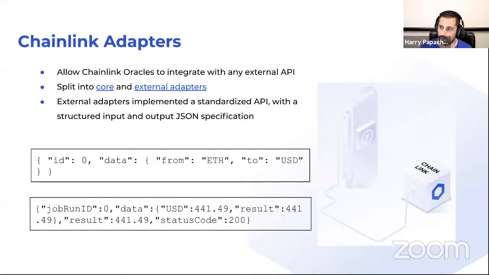The way it can connect to any kind of external API is via what are called adapters. There are core adapters and external adapters. With core adapters, you can do basic API requests like HTTP GET and HTTP POST. If you need to do anything custom, like connecting to databases or reading files, you can create external adapters. An external adapter is just a standardized API with a structured input and output. A Chainlink node uses it to connect to the API that you want, do the processing that you want, and return a structured set of data.